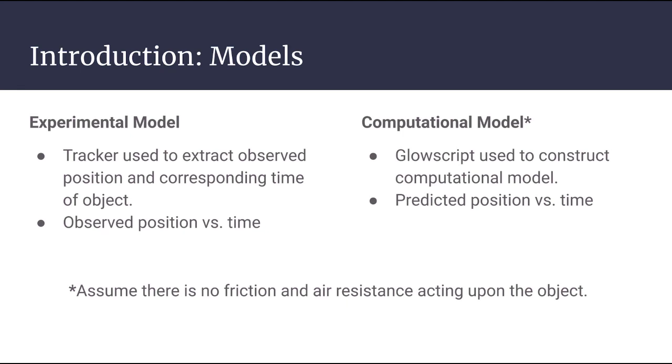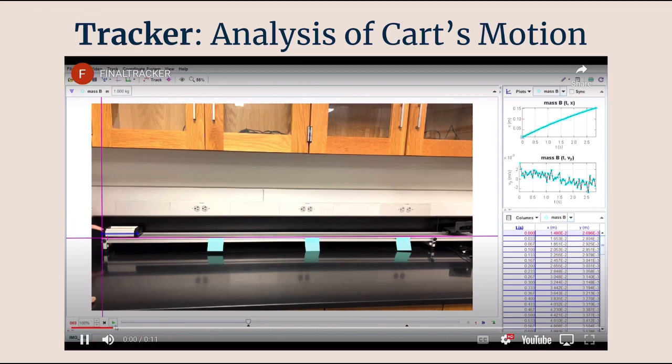I would also like to note that in the computational model, it's assumed that there is no air resistance and friction acting upon the object. This is different from what we observe in our experimental model because we're looking at the object's motion in the real world where there is friction and air resistance. This is reflected in our results where we can see that the predicted position differs from the observed position on the graph.